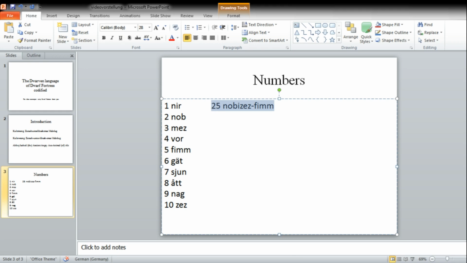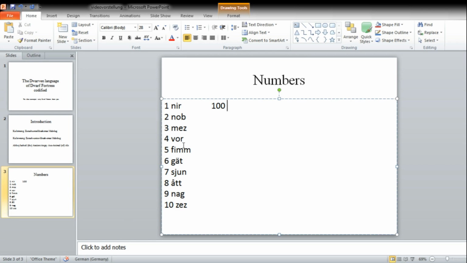And this would be the same for bigger numbers as well. So, for example, 70 would be sjun e zez. 7 multiplied by 10. But then what's 100? Would 100 be zezizez? Well, I suppose technically it could be zezizez. However, that sounds really weird. And also, what if we had 1,000? That'd be zezizezizez. What about 10,000? Zezizezizez. No, we can't have that. That's far too much. So there are abbreviations for the larger multiplications of 10.